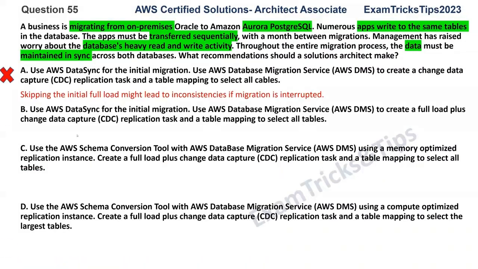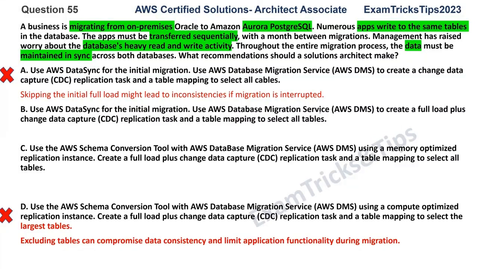Next, I think option D. Let's use AWS Schema Conversion Tool for migration with AWS Database Migration Service using a compute optimized replication instance. Create a full load plus change data capture (CDC) replication task and table mapping to select the largest tables. And this is the keyword for me, because you cannot just use the largest tables. So what about other tables? That means you are basically excluding tables, and that's going to cause issues. You don't have a full understanding of the overall database. So this is a wrong option. You're not doing all the tables in this option.